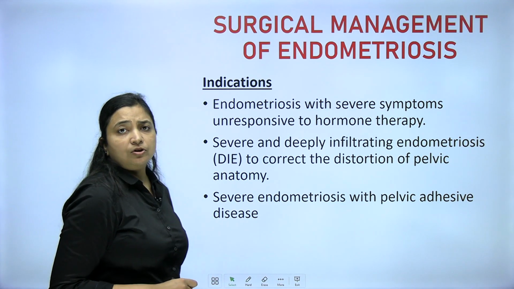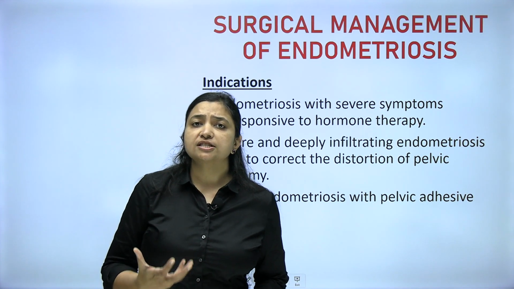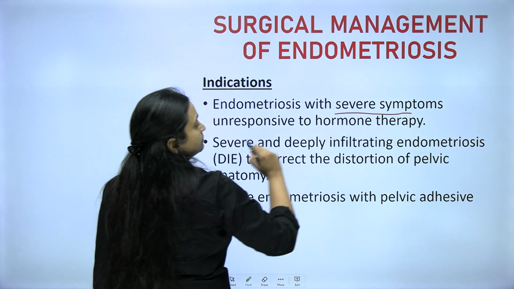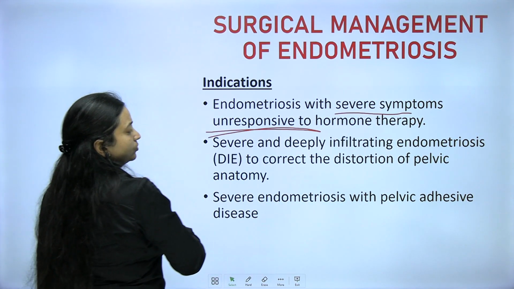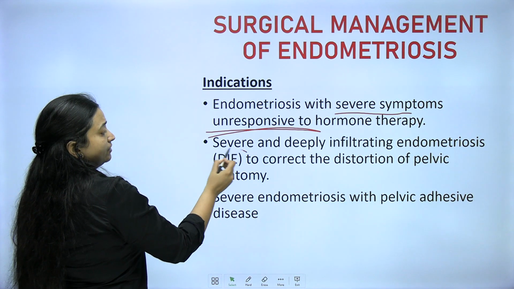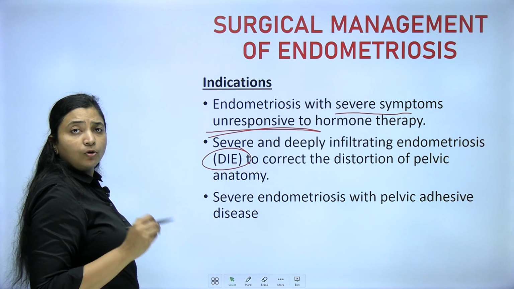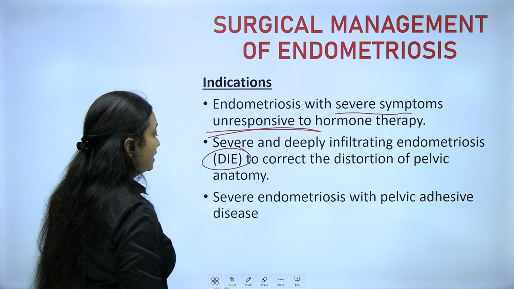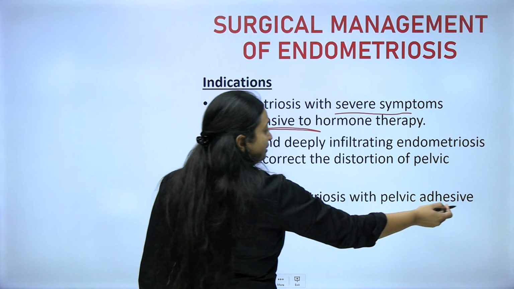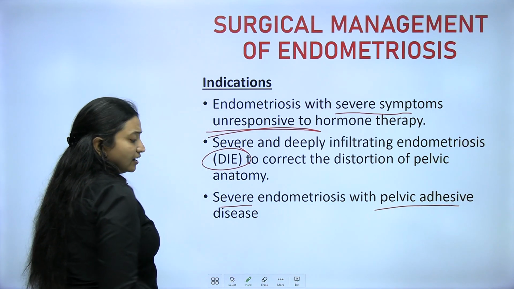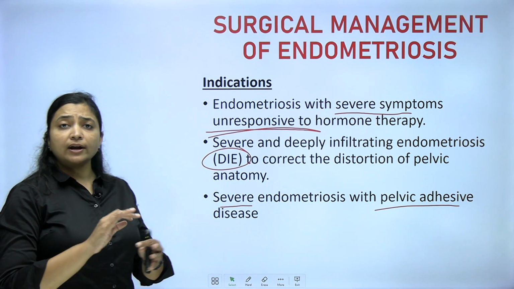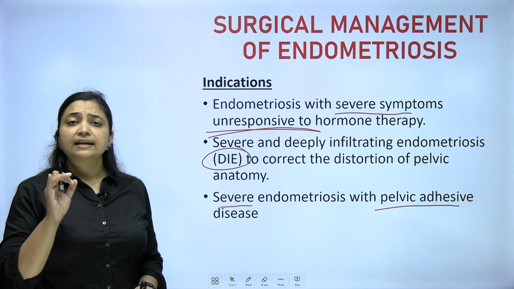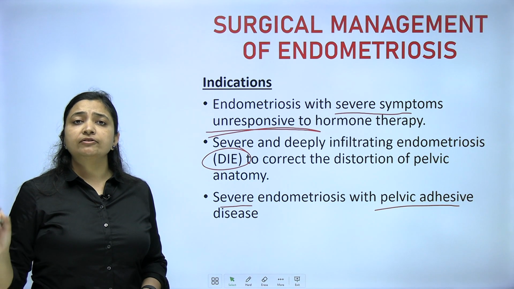Now surgical management of endometriosis. When will you shift to surgical management? When there is endometriosis with severe symptoms and not giving response to hormonal therapy. When there is deep infiltrating endometriosis and you want to correct the pelvic anatomy, which is not possible with medical management. And severe endometriosis with pelvic adhesive disease. Whenever there are high levels of adhesions where the whole anatomy is distorted and the patient has deep infiltrating endometriosis, then surgical excision is the only treatment of choice.